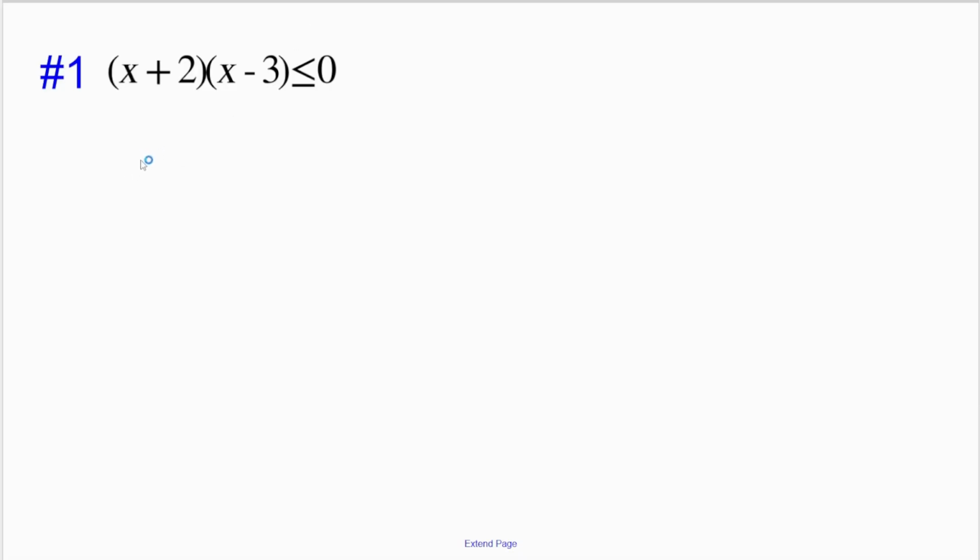So let's draw out our number line. Okay, and so this will go from negative infinity to positive infinity. All right, I'm just going to write infinity, not positive infinity, just infinity, but infinity is positive infinity. So now we just have to set each of our factors equal to 0. So we have x equals -2 and x equals 3. So we're going to put that on our line.